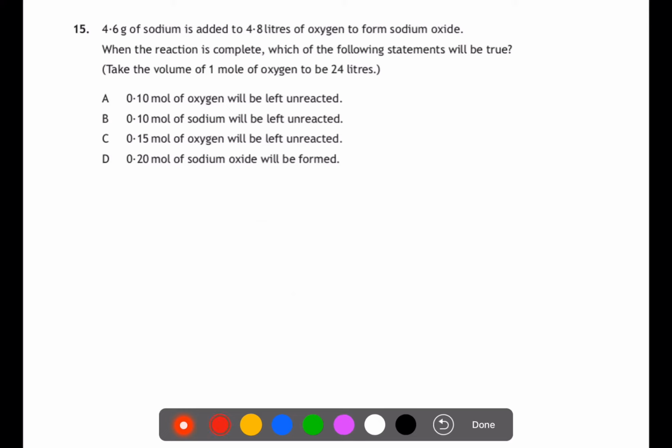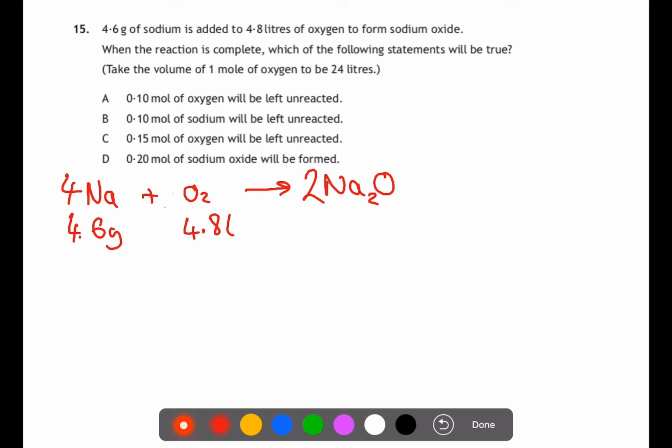Question 15. 4.6 grams of sodium is added to 4.8 litres of oxygen to form sodium oxide. When the reaction is complete, which of the statements will be true? And you're given the molar volume of oxygen to be 24 litres per mole. So if we start from the equation for the reaction, we know that we have 4.6 grams of sodium and we have 4.8 litres of oxygen.